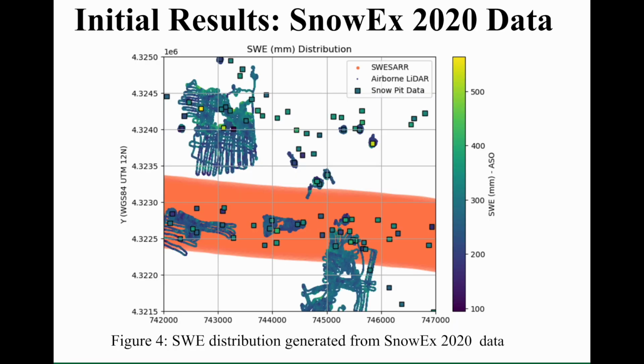I started by looking at the SNOX 2020 data, mapping SWE distributions and the coverage for an initial analysis and dataset feasibility. The likelihood function can be constructed by using the observed SWE from snow pits as shown in Figure 4 as squares, and computing residuals from our observed airborne data SWE estimations shown as points with our color bar to the right for airborne snow LiDAR, and as our orange swath of radar.